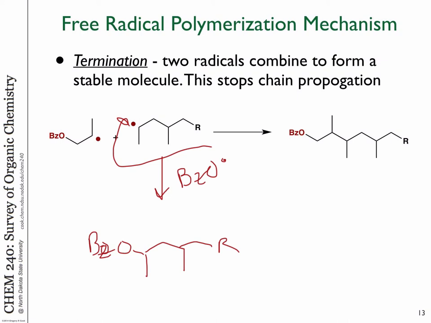Another way which we could terminate radicals that we've generated is that two benzoyl radicals could come together. So the reverse of the very initial step, which was the breaking of the benzoyl peroxide. All of those things are steps which tend to limit the chain, how far the chains progress in this kind of process.